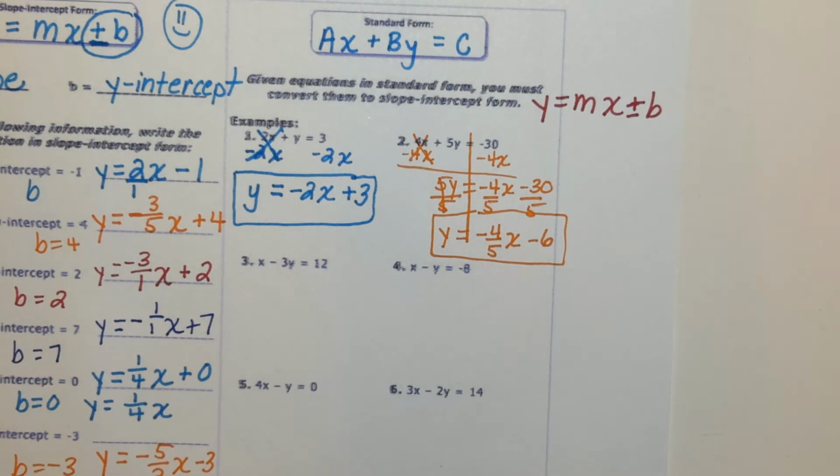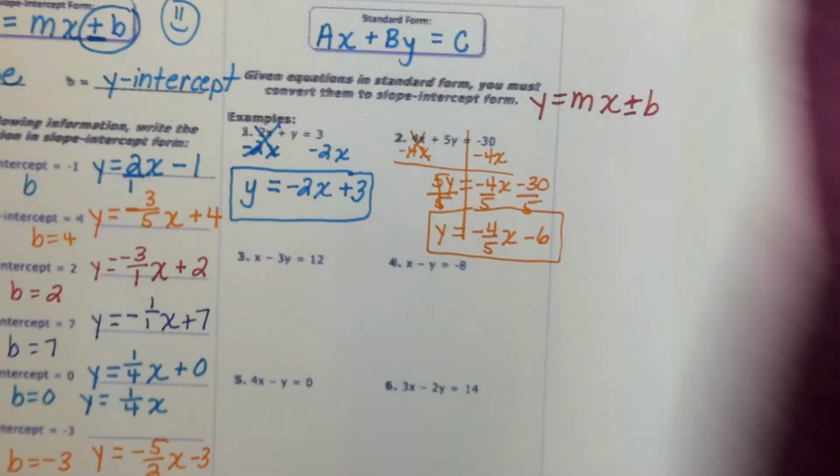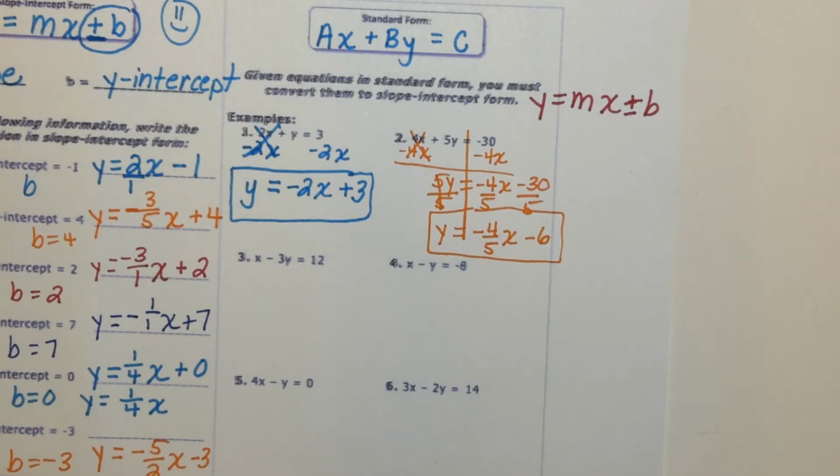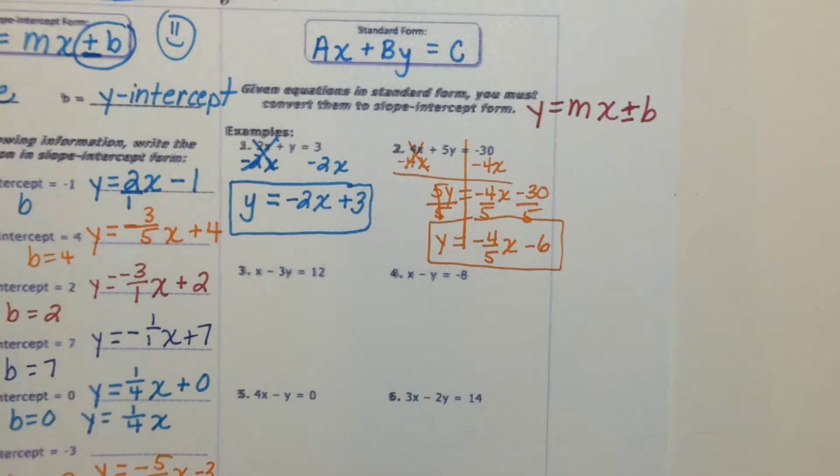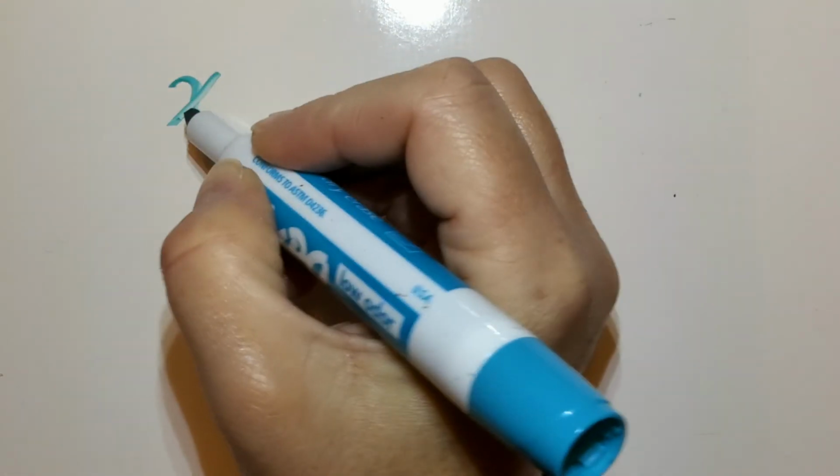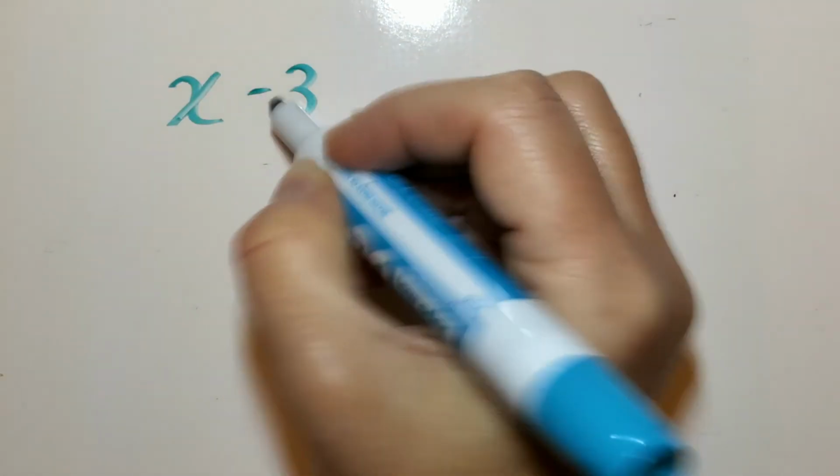Those cancel. Now, y equals negative 4/5 x, right? It looks like a fraction. It stays a fraction. And we had negative 30 divided by 5, negative 6. Y equals mx minus b. You rearranged it. All you're doing is solving for y, solving for y, solving for y.